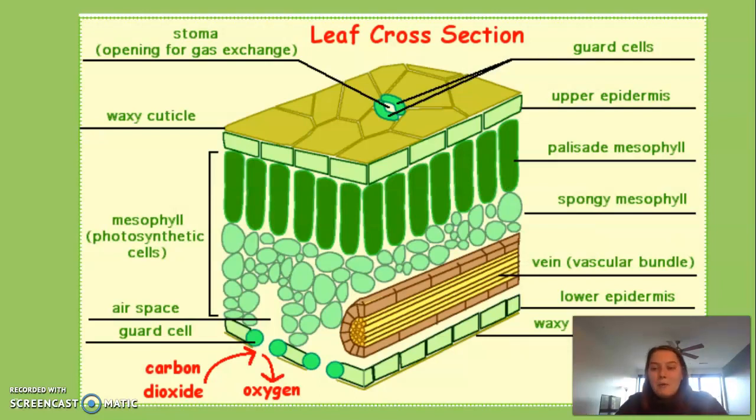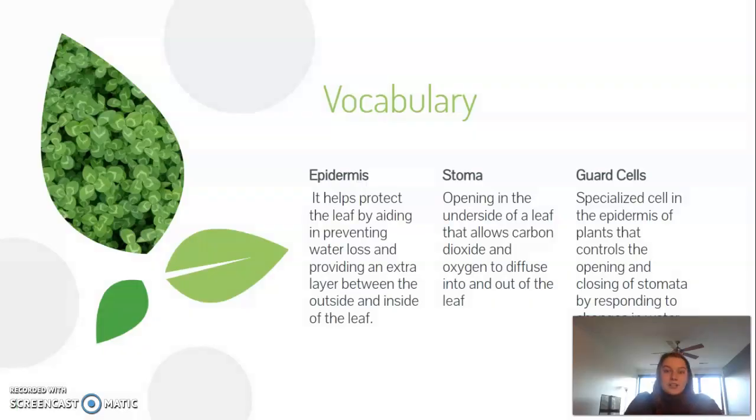So this is the diagram we're going to be using for this entire video. We're going to be flipping back and forth between slides and going through the vocabulary, what each of these things are, where they are, and what they do. So let's get started. The epidermis is what helps protect the leaf by aiding in preventing water loss and providing an extra layer between the outside and inside of a leaf.